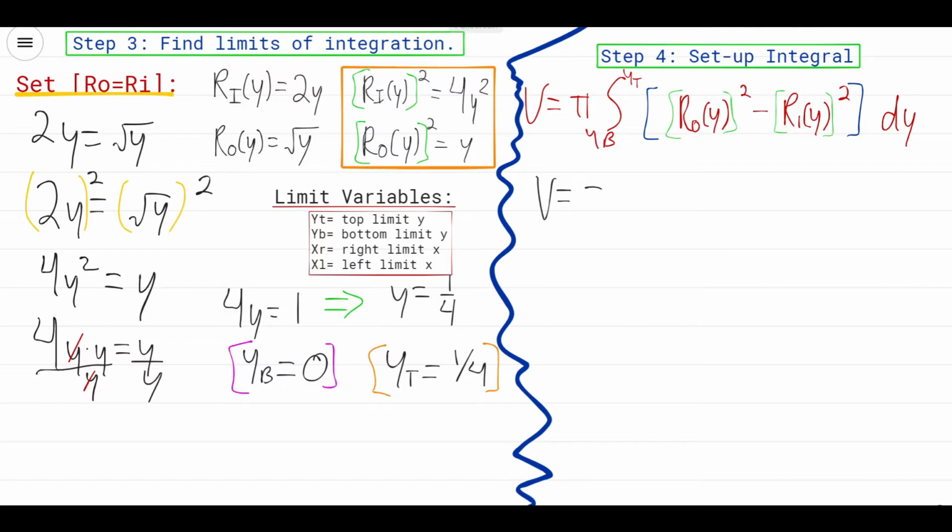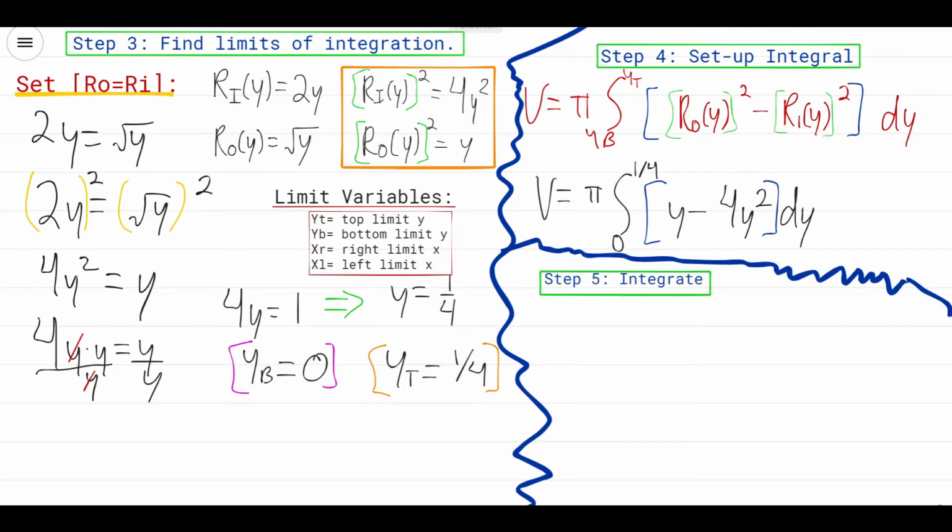And when we plug in the points, we get pi from 0 to 1/4 of the outer radius, which is y, minus 4y squared, times dy. And in step 5, we're going to integrate this. So the integral is very easy. Again, washer method. The hard part is setting it up. The easy part is computing, because the integral is usually not too trivial most of the time.